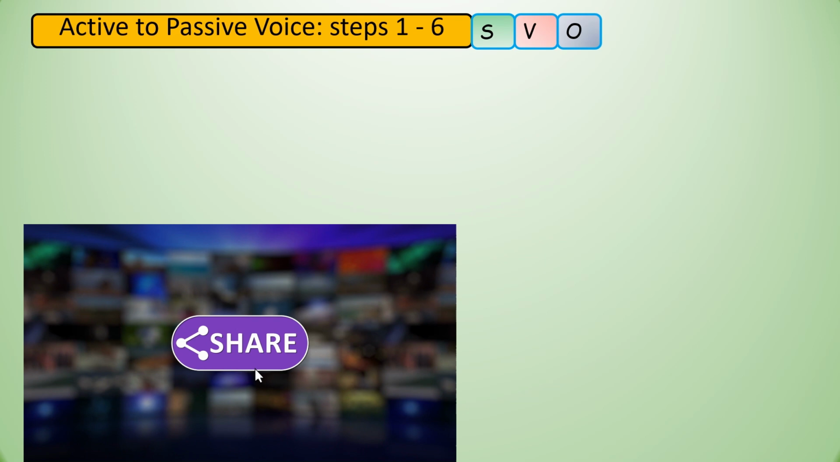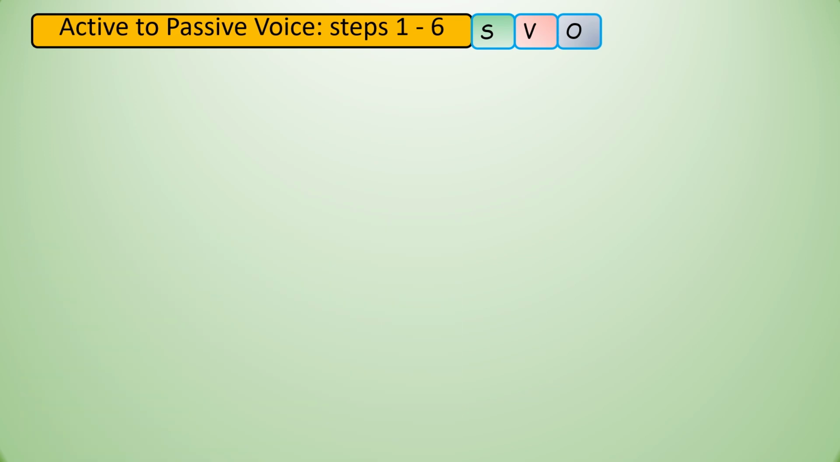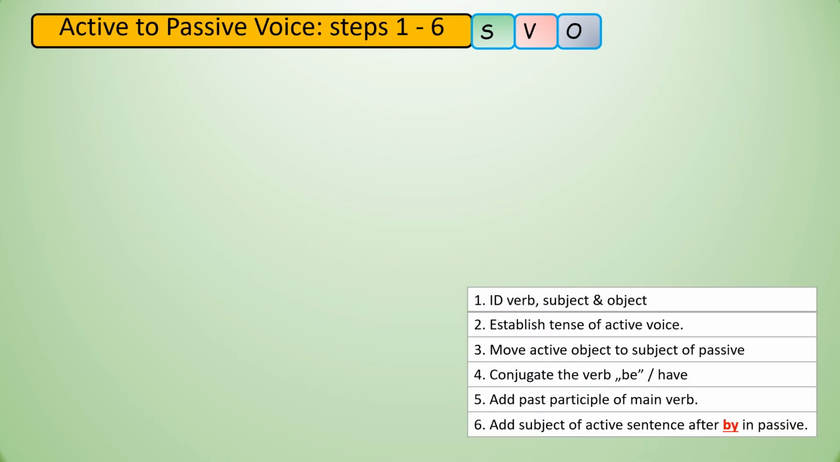Let's take another example. Active to passive voice, steps 1 to 6. SVO, subject, verb and object in the active voice. There's our sheet at the bottom again. Our steps 1 to 6. Identify the verb, subject and object. Number 2, establish the tense of the active voice. 3, move the active object to the subject position of the passive voice. 4, conjugate the verb be or have. 5, add the past participle of the main verb. 6, add the subject of the active sentence after by, the preposition by, in the passive.